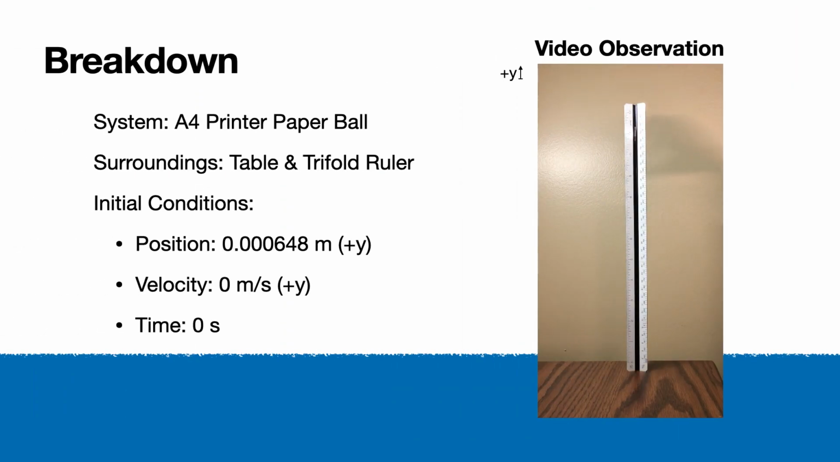In the observation video, the system is the A4 printer paper ball and the surroundings are the table and trifold roller. From tracker, the initial conditions are position being 0.000648 meters in the positive y direction, velocity being 0 meters per second in the positive y direction, and time being 0 seconds.